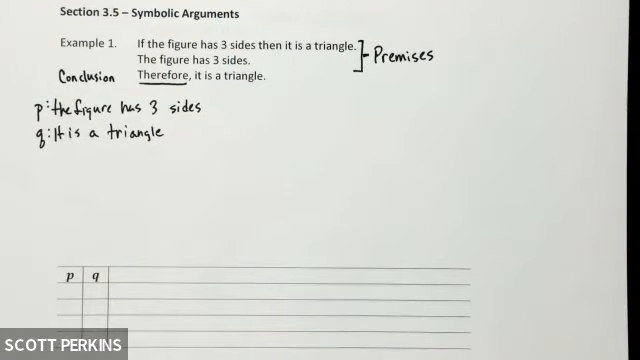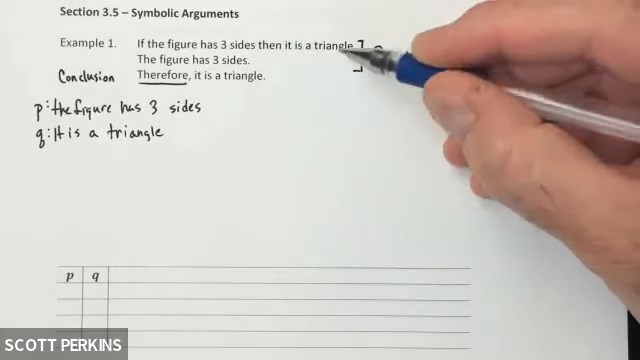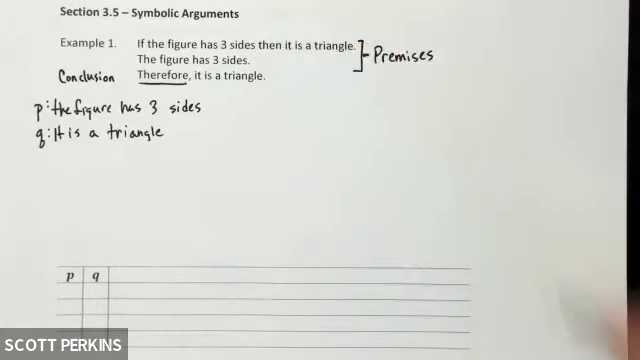If I lose anybody at any point, please let me know. My example is going to be very similar to your examples, just changing statements, changing connectives, but the process is identical. Okay, so now step 2, we are going to write our argument symbolically. So first premise is, if the figure has 3 sides, then it's a triangle. What is that symbolically?